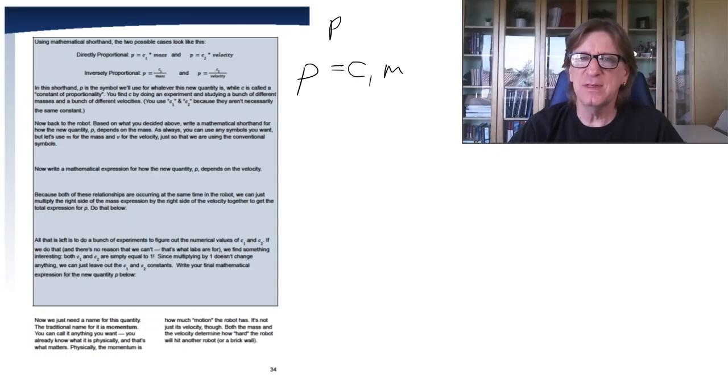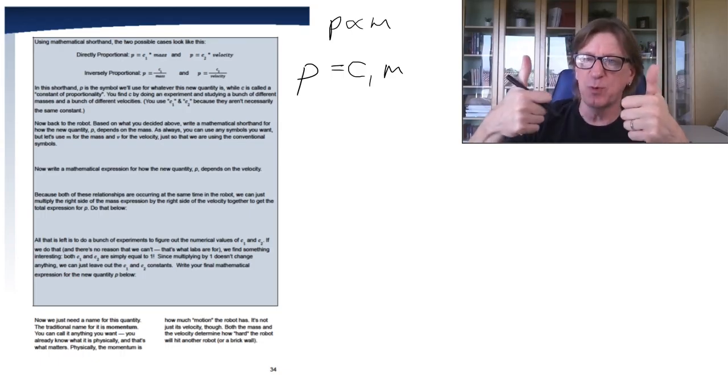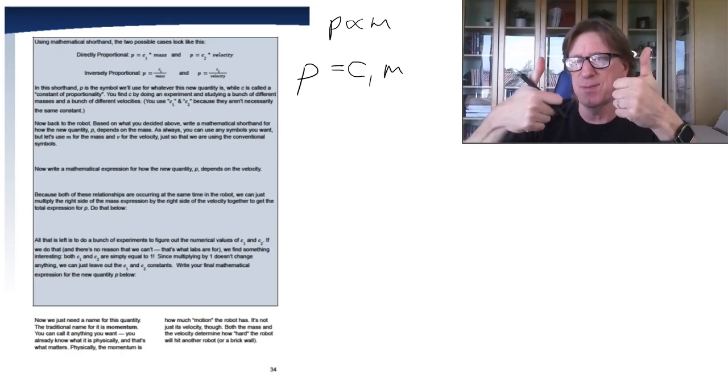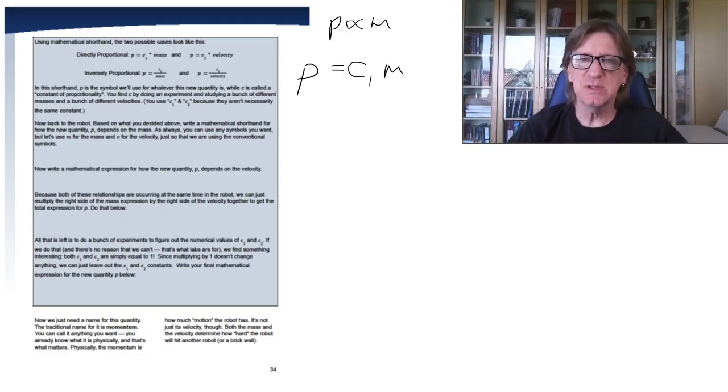Now, this symbol, you may have seen this little fish symbol. This means is proportional to. So that means literally the momentum is directly proportional, in this case, to the mass. Okay, but just because they're proportional doesn't mean that they're equal. So instead, let's go ahead and erase this part. Good. Instead, what we're going to do is put this constant in here.